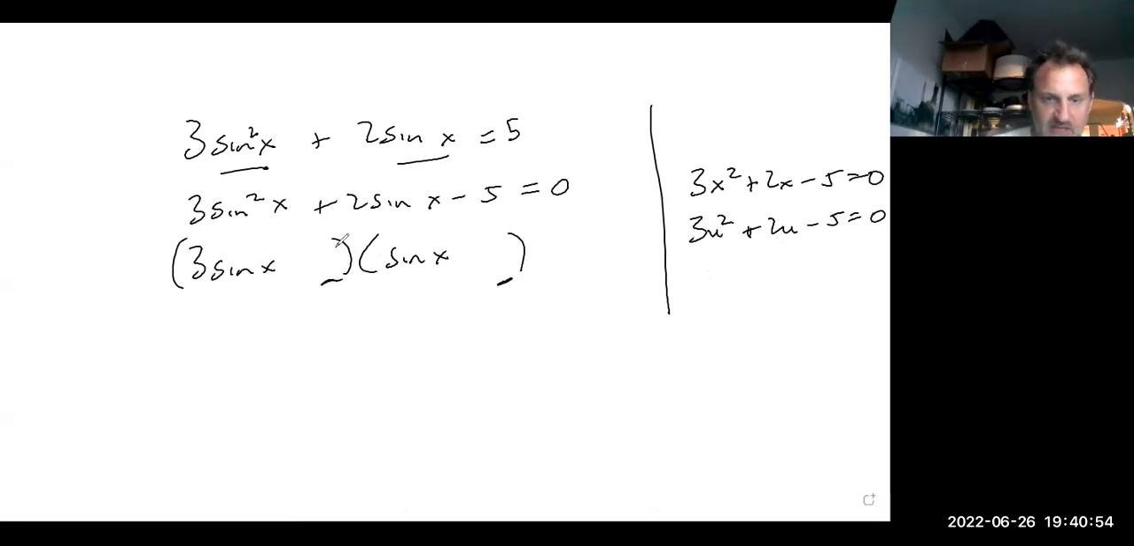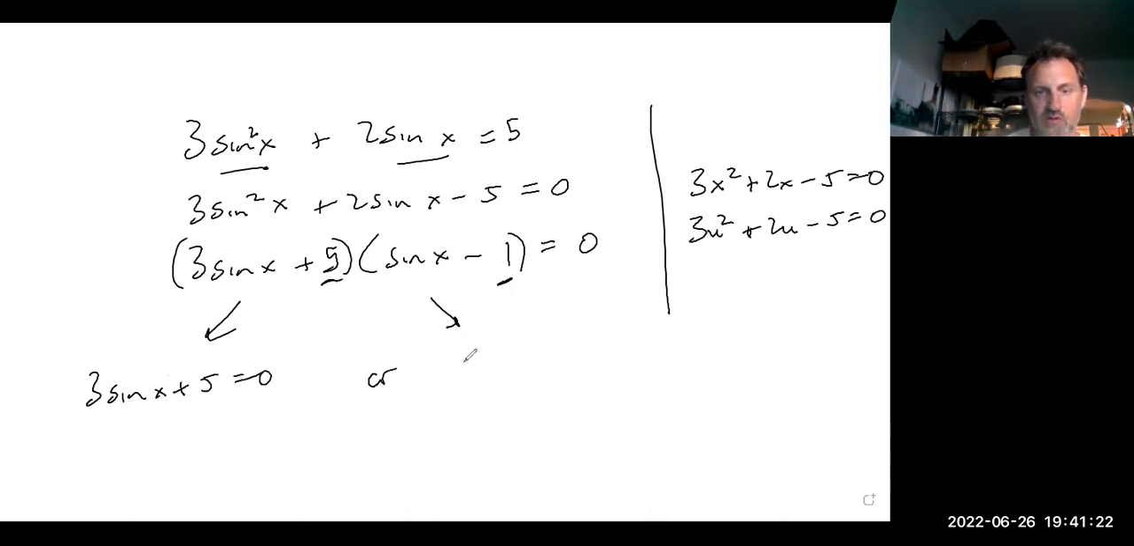Basically I see that I need 5 and 3s. Sorry, not 5 and 3, 5 and 1, which is going to give me 5 sine x and 3 sine x, and I can make 2 sine x out of that. So I would be minusing the 3 sine x and adding the 5 sine x. So now I've got my two branches. 3 sine x plus 5 is 0, or sine x minus 1 is 0.